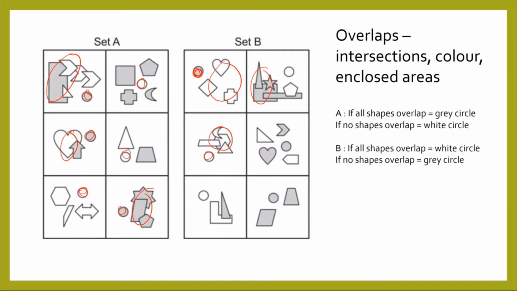Set A: if all shapes overlap, grey circle. If no shapes overlap, white circle. And set B: if all shapes overlap, it's a white circle, and if no shapes overlap, it is a grey circle. So whenever you see overlaps, think of intersections, color, and the number of enclosed areas.